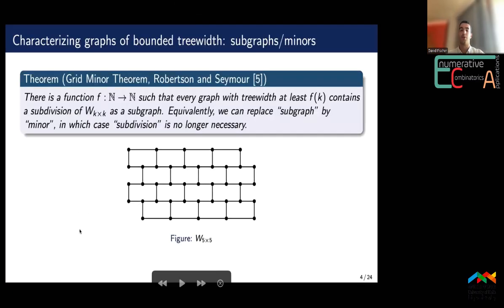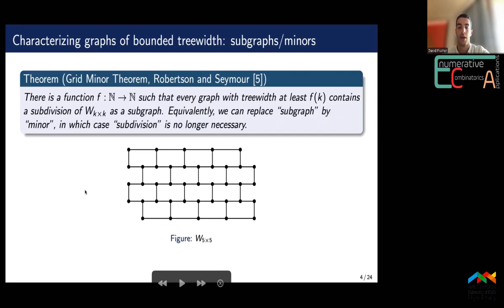So the most well-known result in this kind of area of study is the grid minor theorem of Robertson and Seymour, which gives us a full characterization in terms of subgraphs or equivalently of minors. So essentially it says there's only one reason from a subgraph standpoint of why your graph should have big tree width, and it's because it contains a big wall as a subgraph. And you can also say minor instead of wall, it doesn't make a difference.